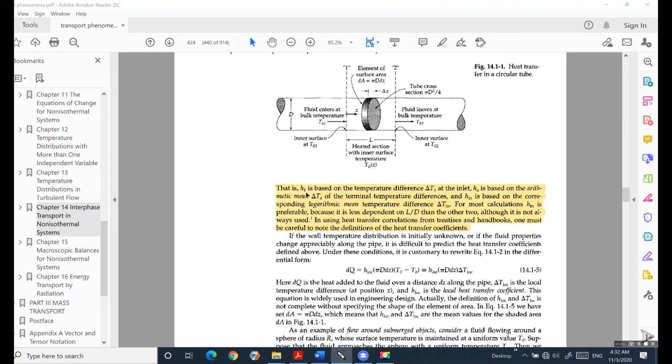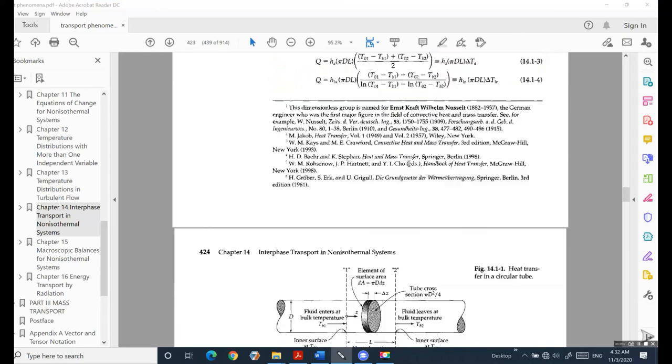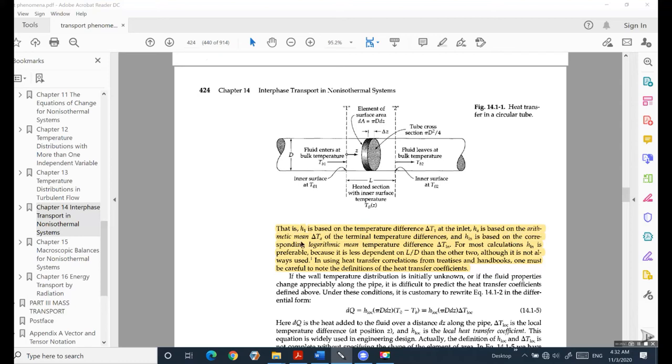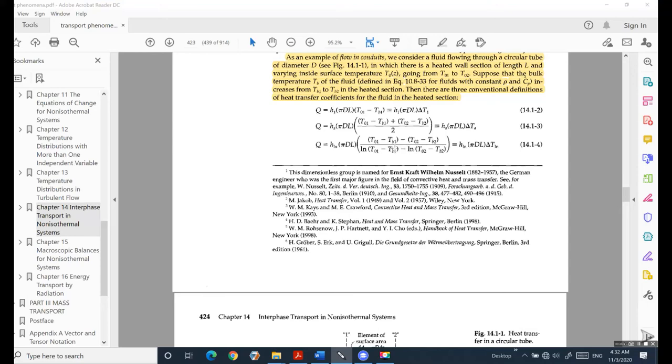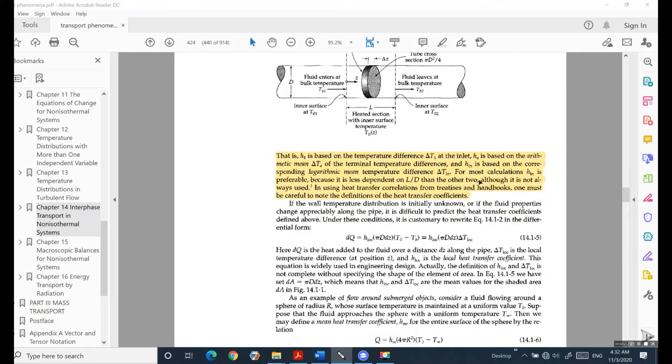Actually, the H1 in the first equation is based on the temperature difference delta T1 at the inlet. HA, the second one, is based on the arithmetic mean delta TA of the terminal temperature differences. And HLN is based on the corresponding logarithmic mean temperature difference delta TLN. For most calculations, HLN is preferable because it is less dependent on L over D than the other two, although it is not always used. In using heat transfer correlations from the handbooks and the literature, one must be careful to note the definition of the heat transfer coefficient.